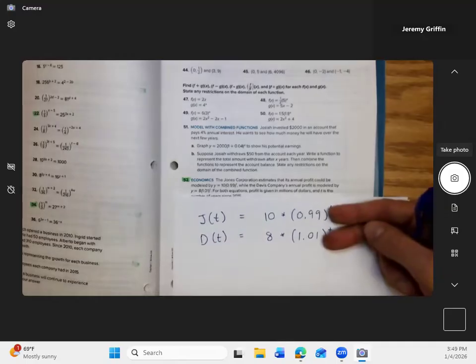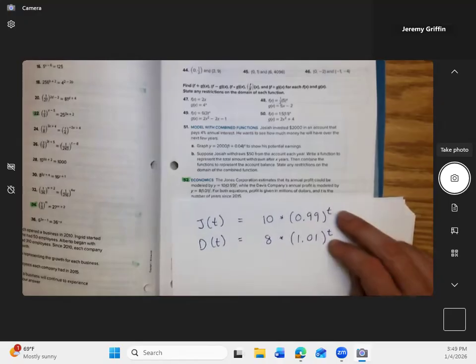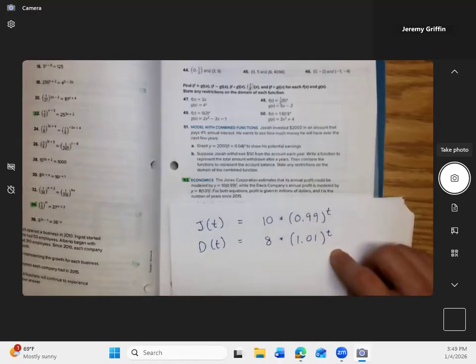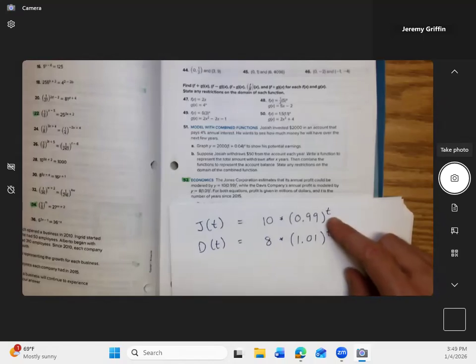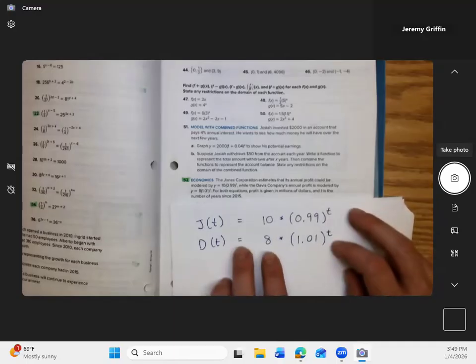You know, it's a tiny difference in these rates, right? And you can probably imagine that behind the scenes, you can make some managerial decision that could tip it from being a shrinking company like Jones to a growing company like Davis, or vice versa. Okay?